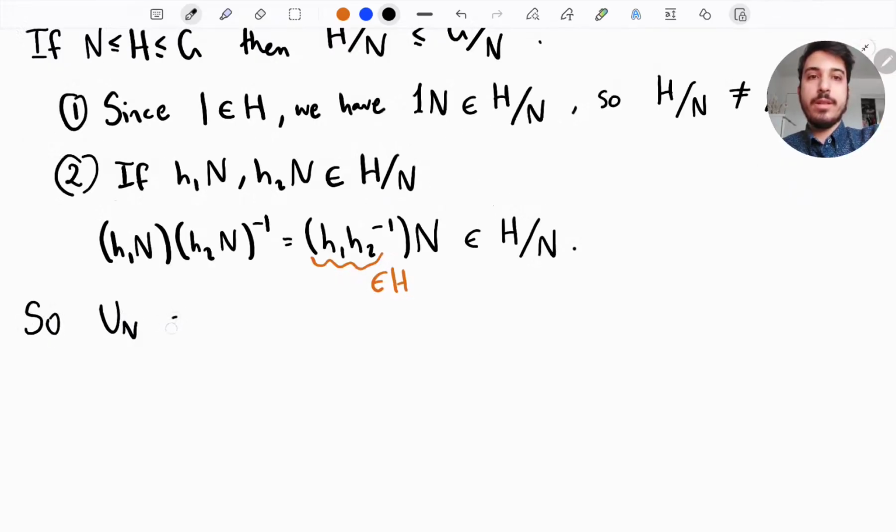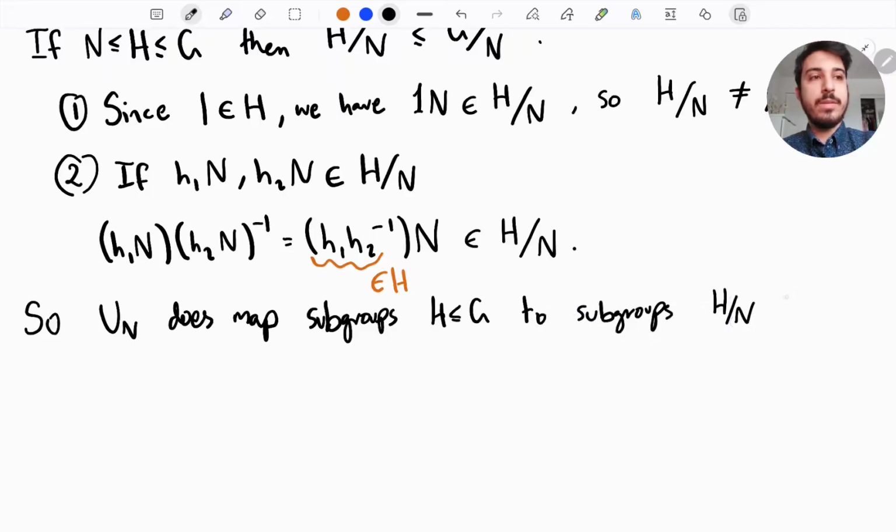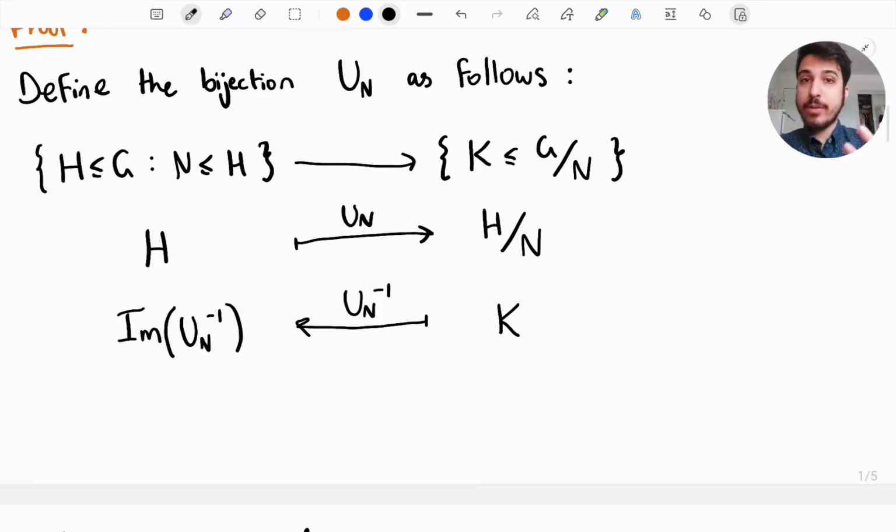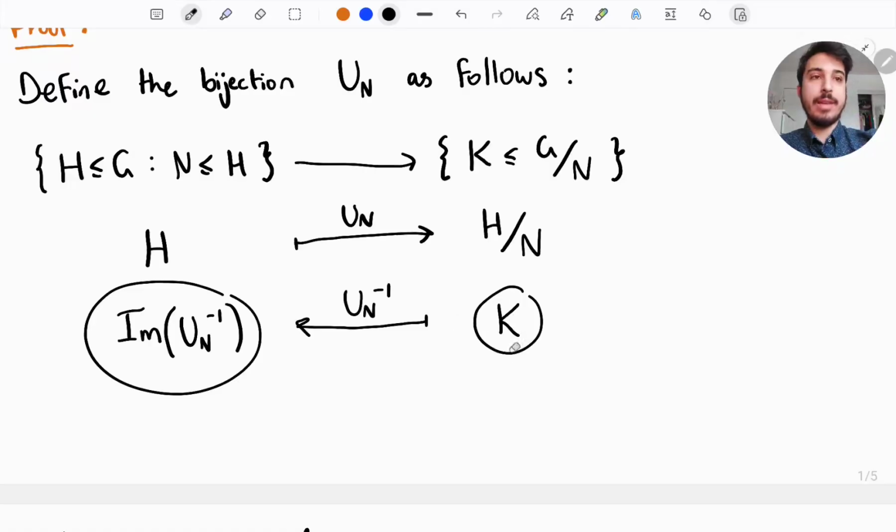So we've successfully said that H/N is a subgroup of G/N. So u_N does map subgroups H of G to subgroups H/N of G/N. So u_N is well defined as a map. Now we would like to see that the inverse of u_N is also well defined. Remember that u_N inverse takes subgroups of the quotient group G/N and gives you subgroups of G that contain N. So this means that if you want u_N inverse to be well defined, we need to see that it takes this to, in fact, a subgroup of G that contains N.